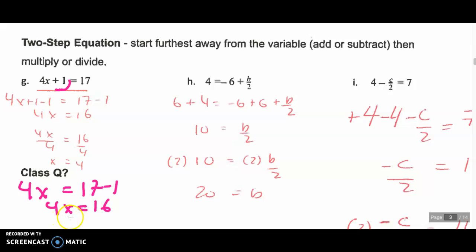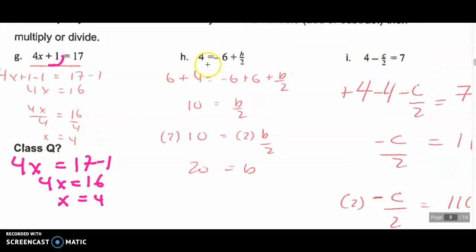Then you have a simple question here, 4x equals 16. Bring that 4 across, it was multiplying, so it divides. 16 divided by 4 is 4. And then all the other questions are similar. Just be careful on this one here.